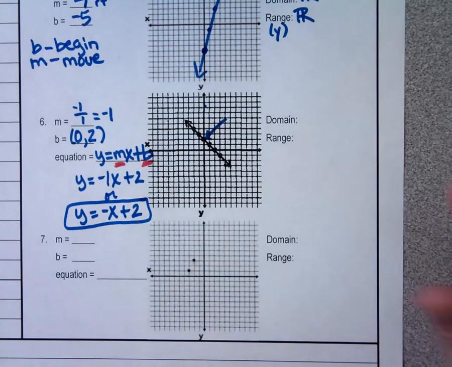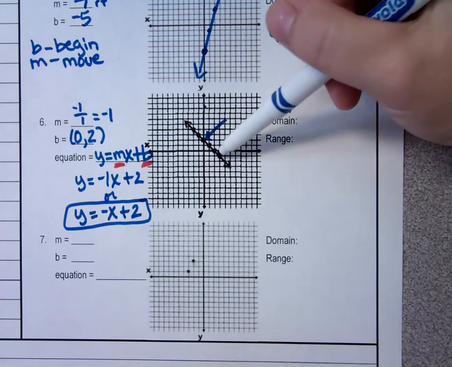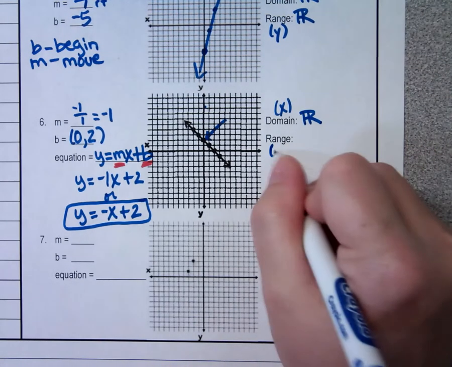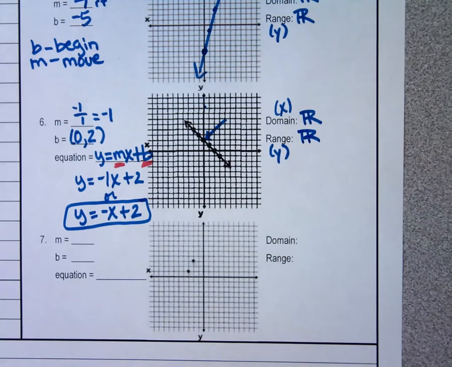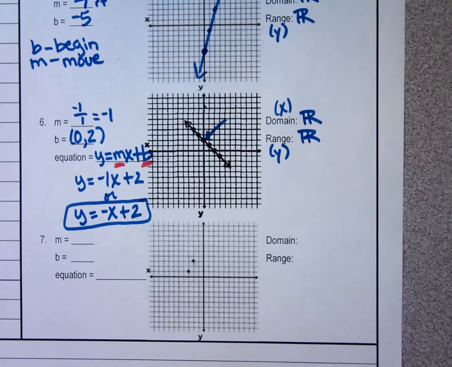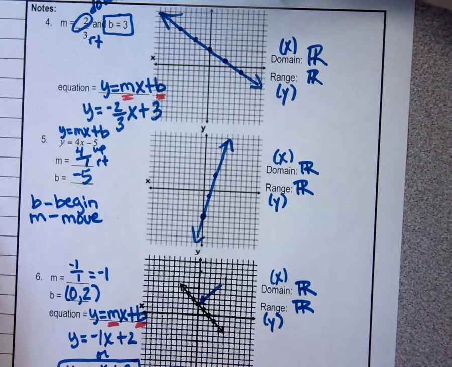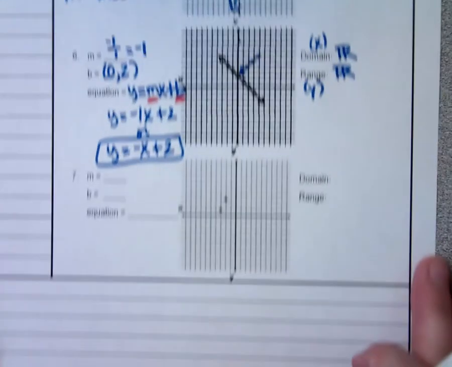Okay, domain and range. What do you think? Domain are x's. X-axis is left and right. Does this line go forever left, forever right? Sure does. All reals. Range are your y's. That's up and down. Does this line go forever down, forever up? Sure does. Range is all reals. Have you noticed anything about our diagonal line yet? Every time we've had a diagonal line, our domain and our range has been all real numbers. Because diagonal lines always go forever left, forever right, forever up, forever down. Every time you have a diagonal line, that's going to be the case.